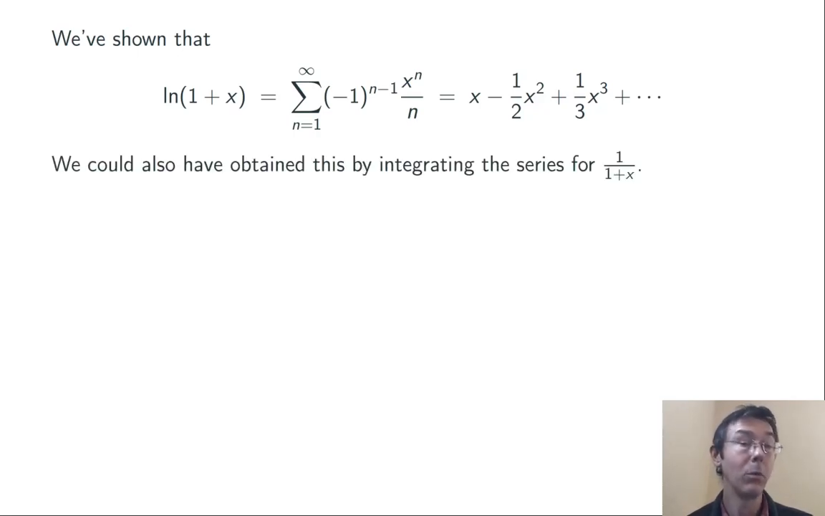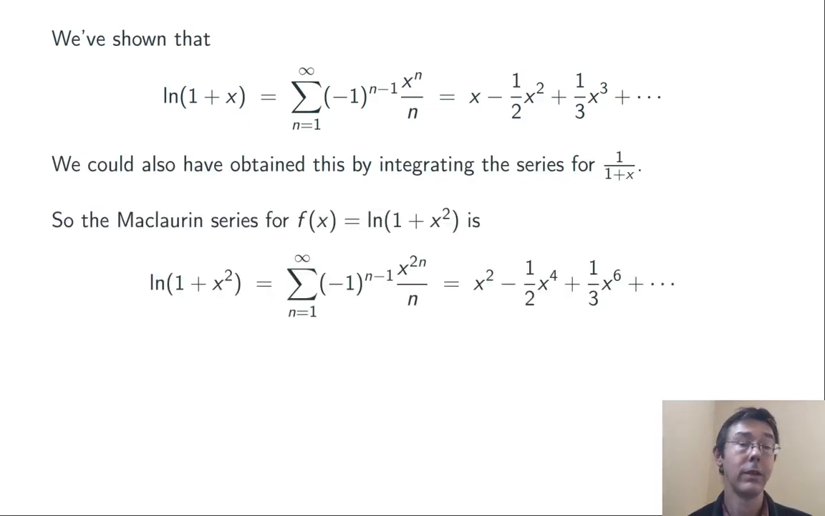Taking out x, replacing it with x squared, I'm going to be able to get the Maclaurin series for the natural log of 1 plus x squared. x squared minus 1 half x to the 4th plus 1/3 x to the 6th, and so on.